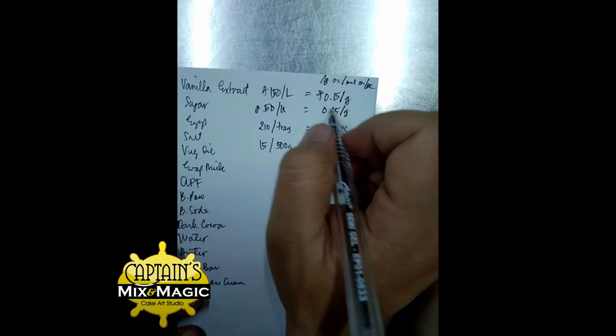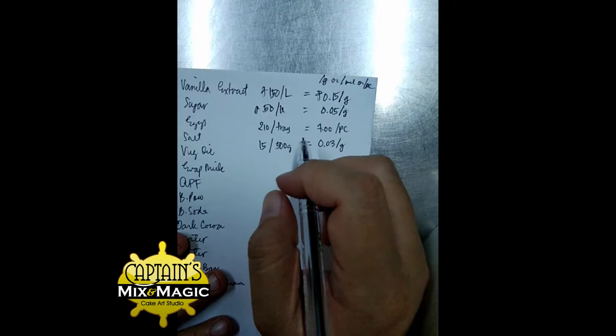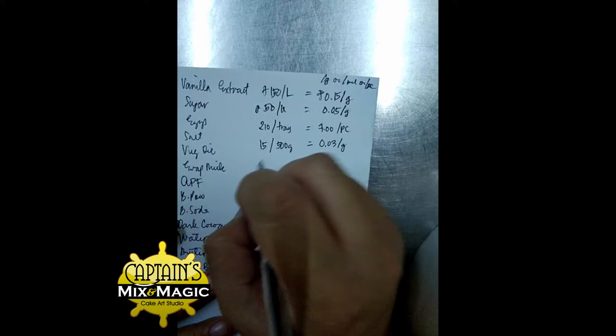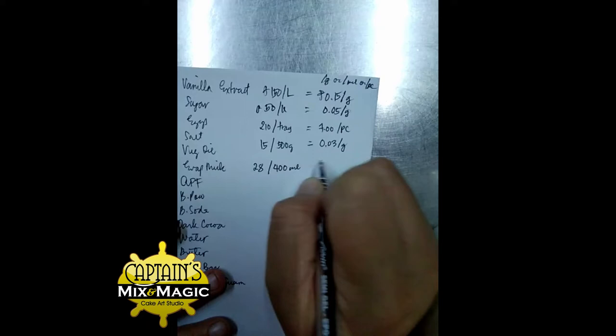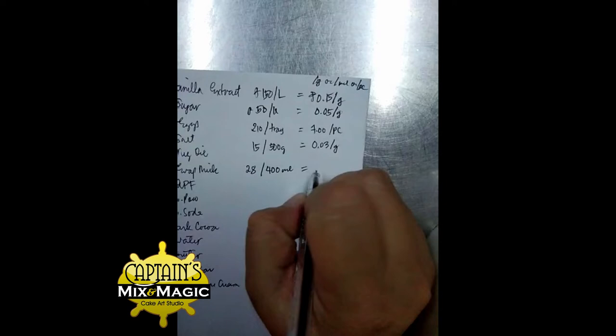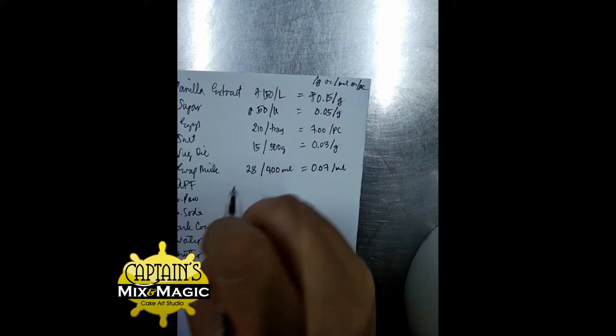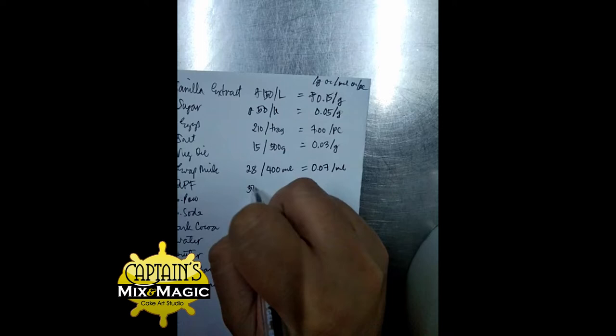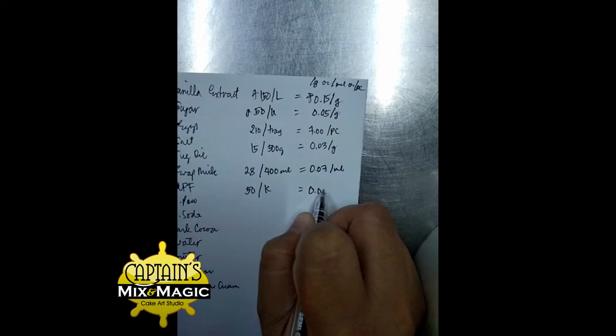Okay. Evap milk, the evaporada, that's around 26 to 28 pesos per can of around 400 ml. So 28 pesos per 400 ml. So magkano po siya? 28 divided by 400. That's 7 cents per ml. All-purpose flour is 50 per kilo. Naglalaro po siya ng 48 to 50 pesos per kilo. So, we'll put it 50 per kilo. So, lumalabas 5 cents din siya per gram.